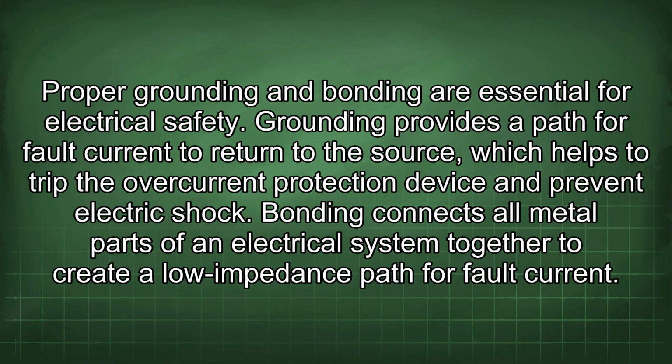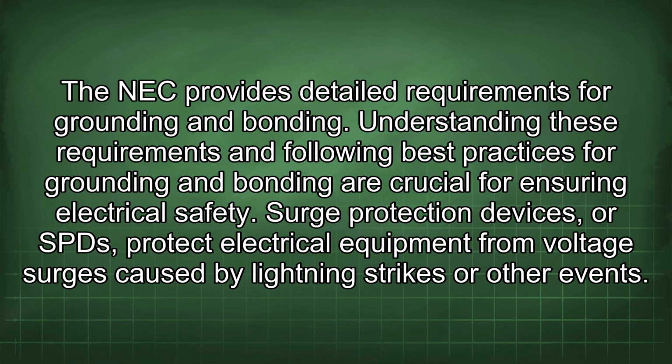Proper grounding and bonding are essential for electrical safety. Grounding provides a path for fault current to return to the source, which helps to trip the overcurrent protection device and prevent electric shock. Bonding connects all metal parts of an electrical system together to create a lower impedance path for fault current. The NEC provides detailed requirements for grounding and bonding. Understanding these requirements and following best practices for grounding and bonding are crucial for ensuring electrical safety.